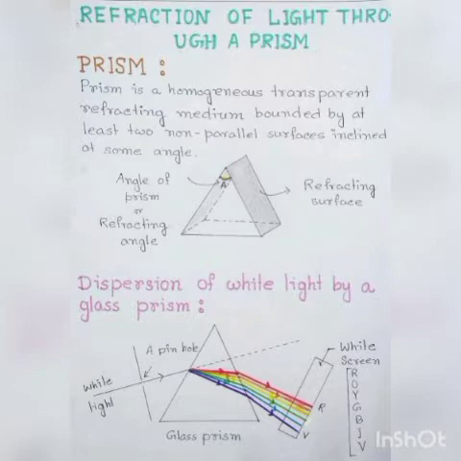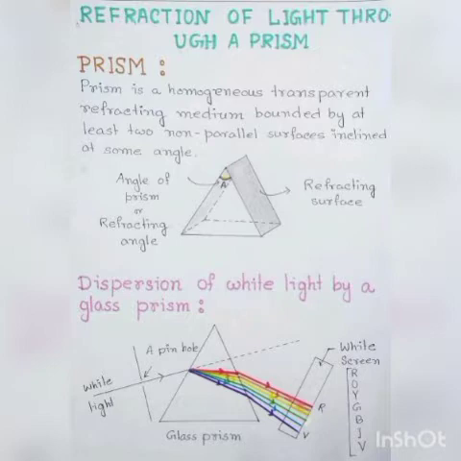Now what is prism? Prism is a homogeneous transparent refracting medium bounded by at least two non-parallel surfaces inclined at some angle. Now look at the picture of the prism I have drawn here. A is the angle of prism or refracting angle, and the shaded part, two faces are there. These are the refracting surfaces of the prism.